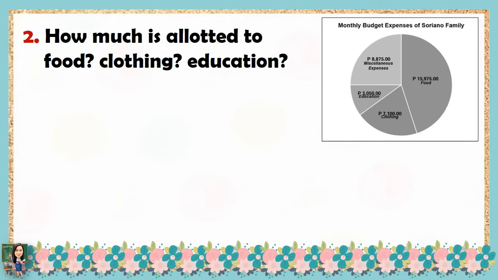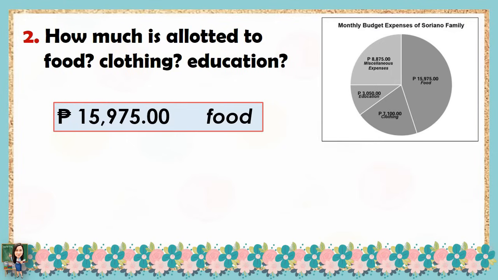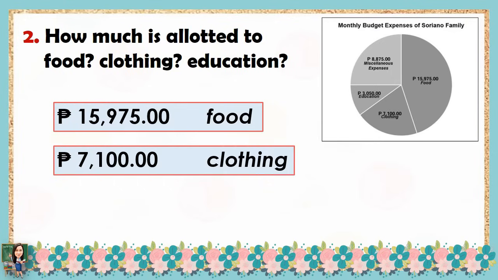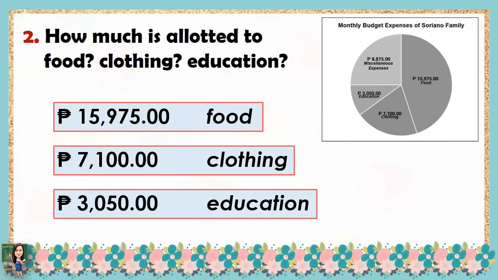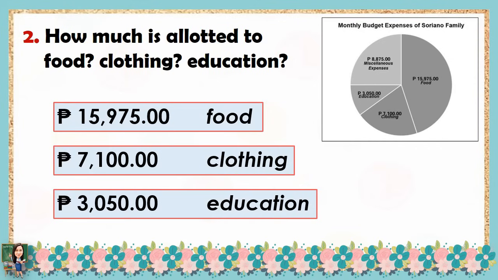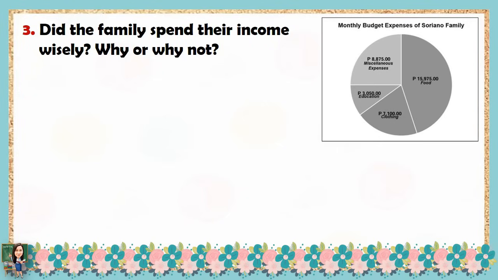How much is allotted to food, clothing, and education? The budget for food is 15,975 pesos. The budget for clothing is 7,100 pesos. And the budget for education is 3,050 pesos. Third question, did the family spend their income wisely?